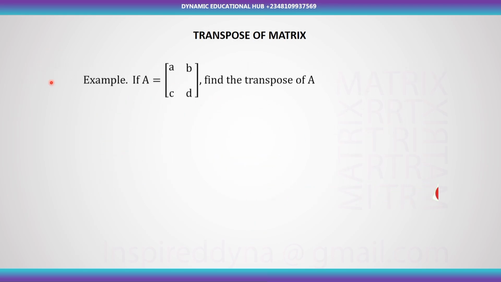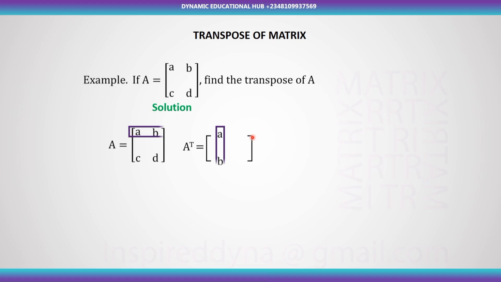An example: if A is equal to this, you have a matrix here. These are the elements. Find the transpose of A. Solution: now we have our a, b, c, d. And if you transpose it, we're going to get something like this: a, b, then we have c, d. This is A transpose.